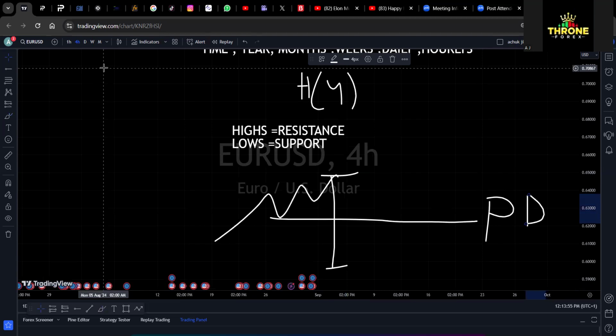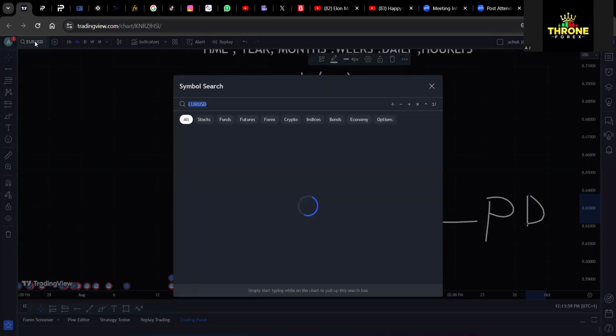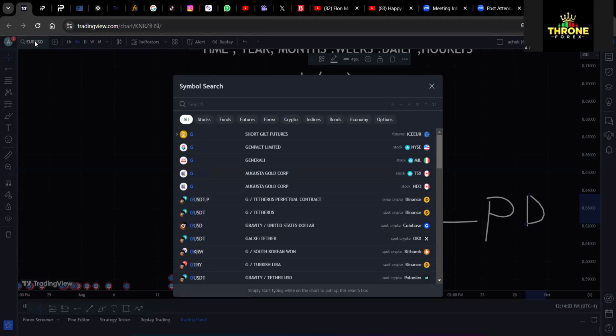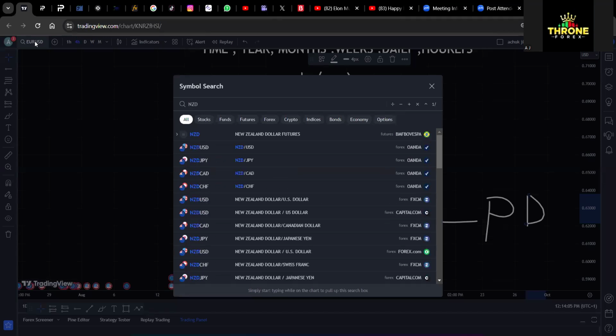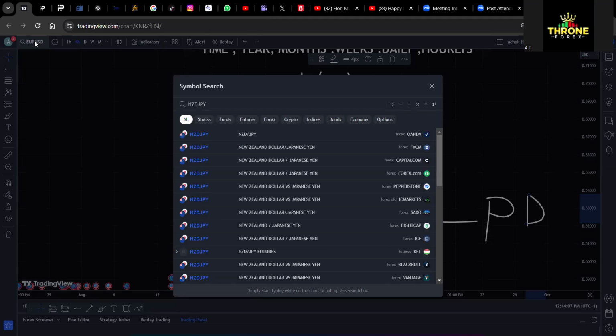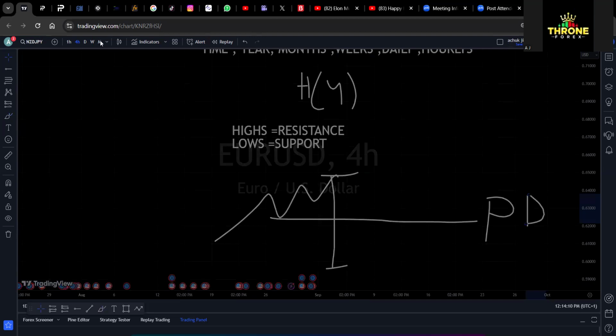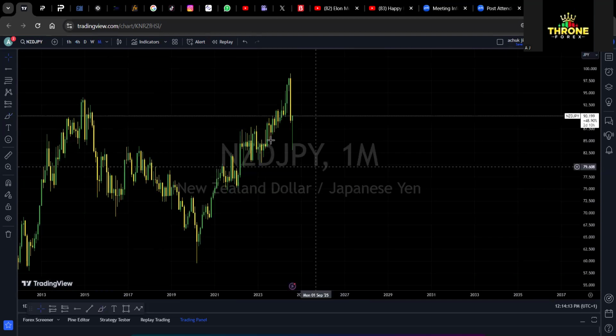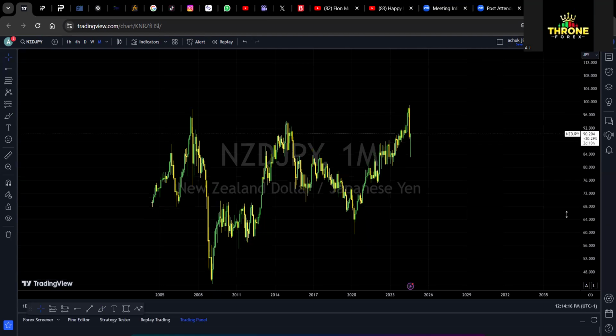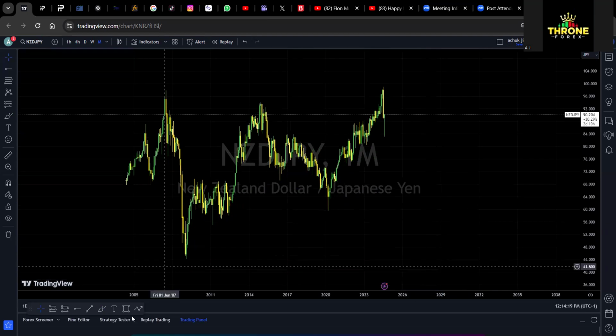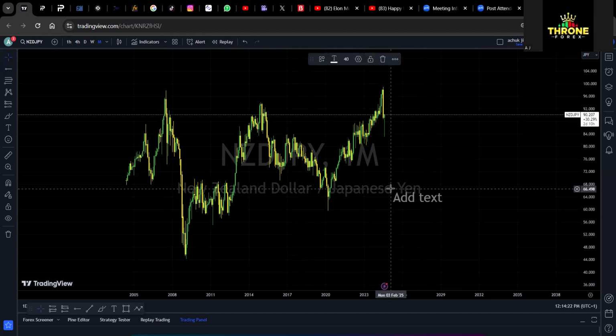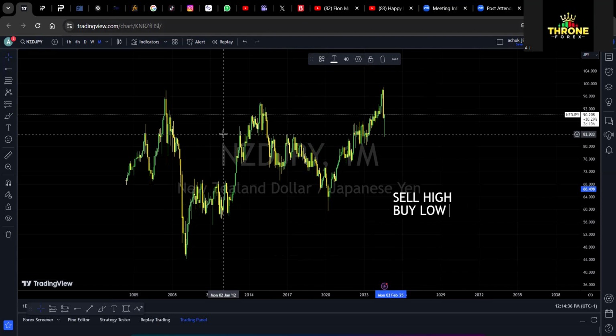So when we're talking about the concept of time, let me use another pair. Let me use NZD JPY to illustrate my point. So you would have the concept of time in regard to this time frame. So let's say we are on the monthly chart and we want to mark our highs, because remember, in trading, the best thing you would want to do is sell high and then buy low. That's the simplest thing. So for us to do this, we must understand where our lows are and where our highs are.